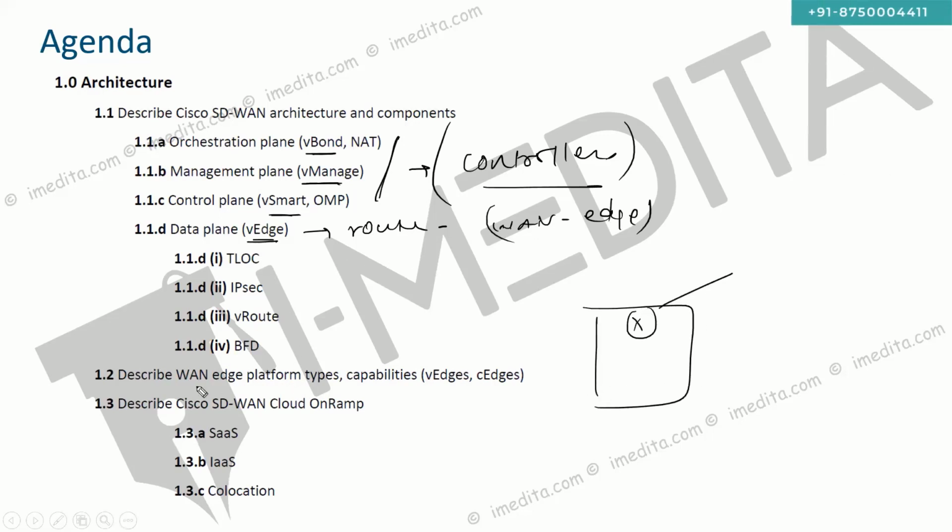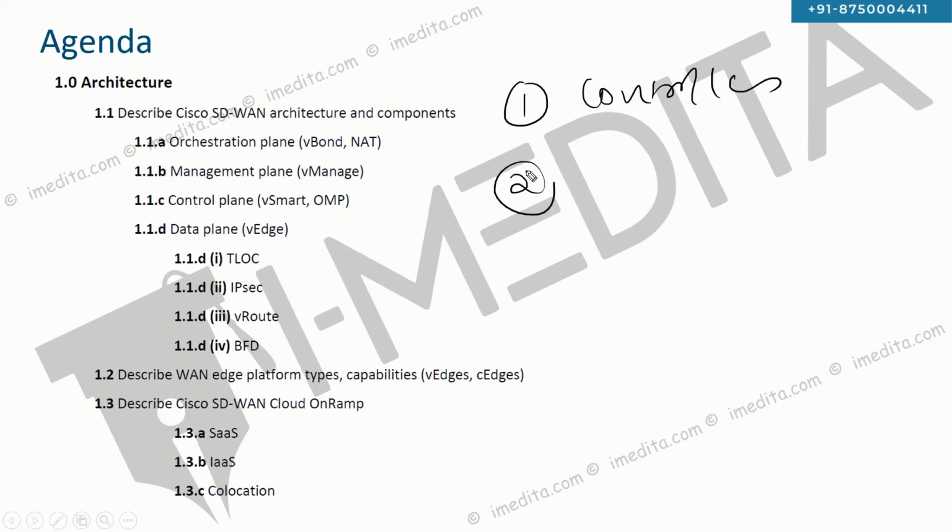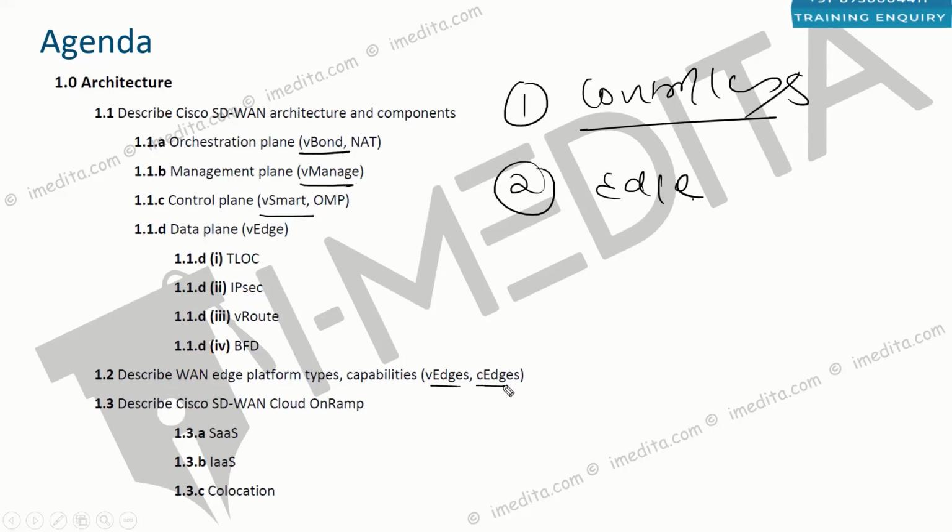So vEdge, cEdge: what is this vEdge, what is this cEdge, what are these routers, what operating system do they run, how to configure that operating system and all. We'll talk about that. So from the architectural point of view, we need to talk about 2 things. We need to talk about the controllers, and the second one is the edge devices. Right, so controllers such as vBond, vManage, vSmart, and the edge devices such as vEdge and cEdge.